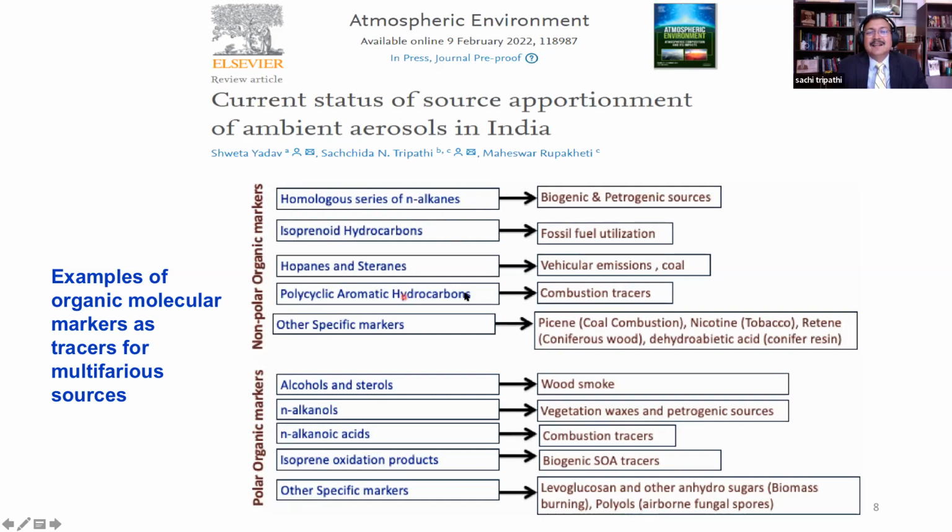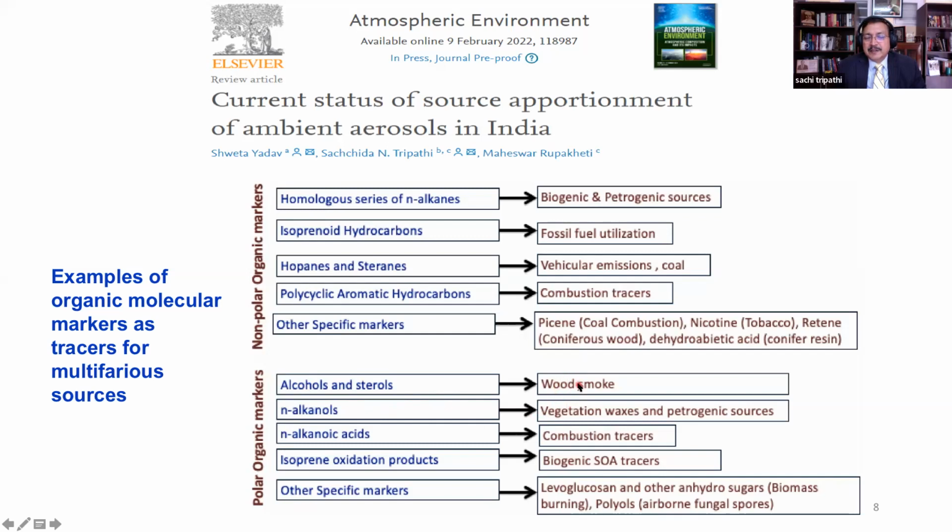Likewise, for regular emissions and coals, one can go for hopanes. The polyaromatic hydrocarbons, PAHs, as we discussed earlier, are very important. Levoglucosan is a very important fingerprint for combustion tracers. And then there can be specific markers. For example, as mentioned here, picene is for coal, nicotine is for tobacco, etc. In polar, you could use alcohols and sterols for wood smoke.